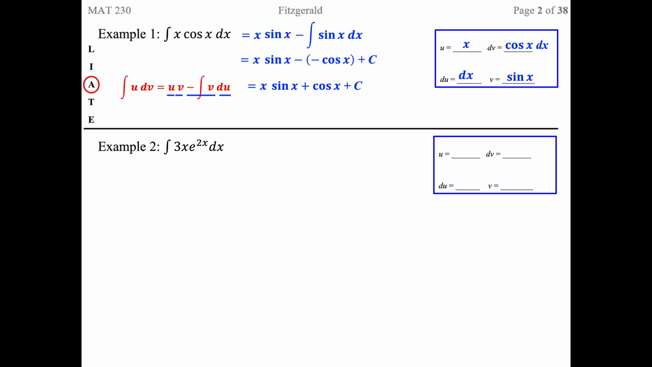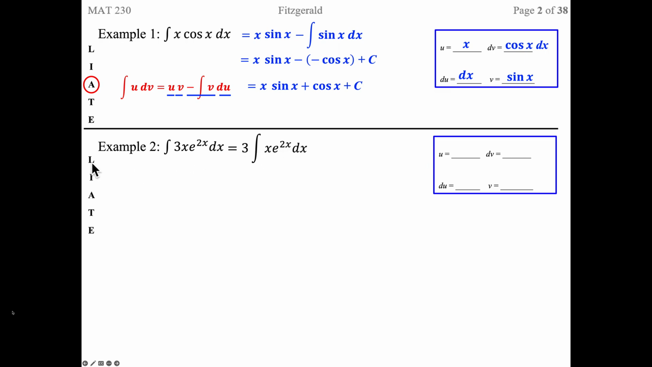Okay, second example. Again, get your u, dv, du, v box ready. Get your LIATE ready to go. Look at your integral, and let's clean this up. We don't need the scalar factor of 3, so let's factor it to the front. And now analyze what we have here.